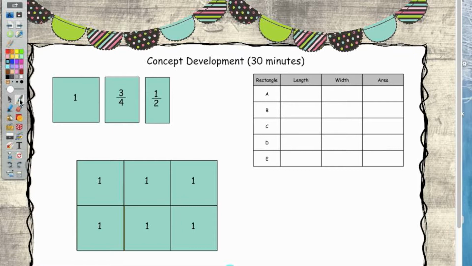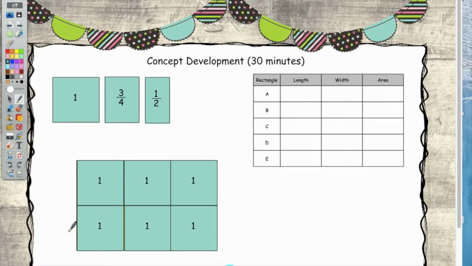First thing I want to talk about is, what would the measurement of each tile be? 1 unit. And what's my label? This is area, so squared, or square units. So this is 1 square unit. This is 2 square units right here, correct? How do I get 2 square units? Well, I count 1, 2.